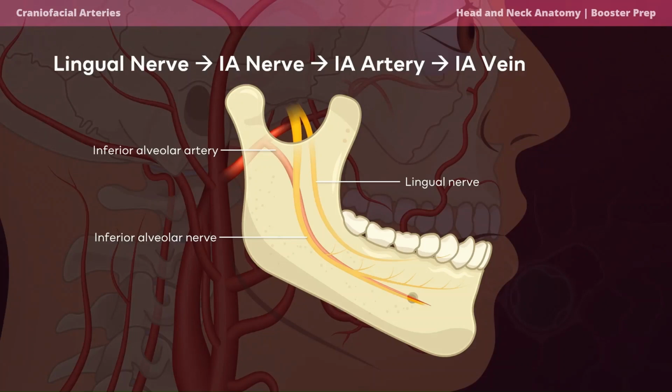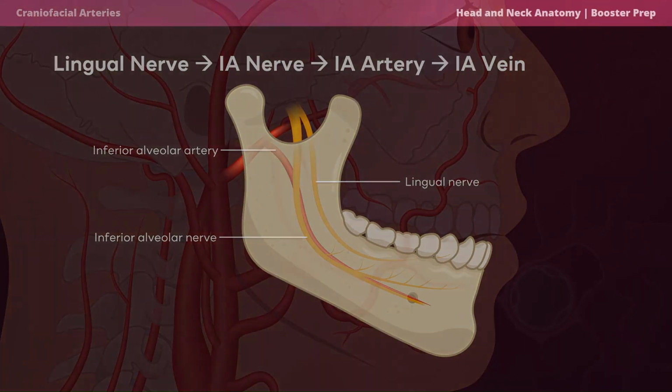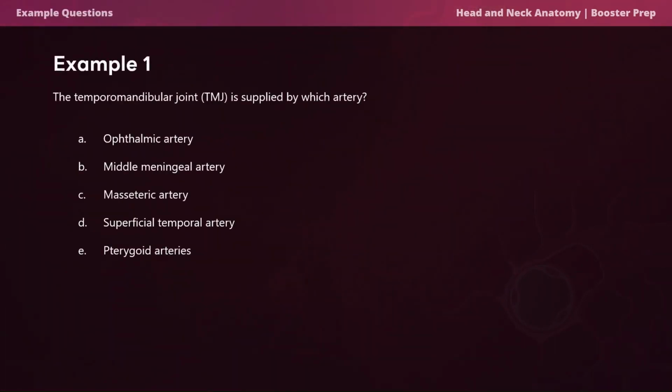And now, to reinforce our high yield point, I'm going to ask you guys a question. Okay, so example question 1. The temporomandibular joint, or the TMJ, is supplied by which artery? So those are the answer choices. Pause it if you want. But the answer is D, the superficial temporal artery, which is a branch of the external carotid artery. So this supplies the TMJ.